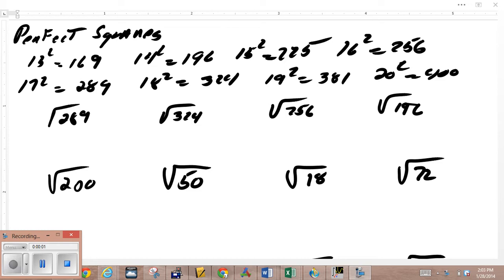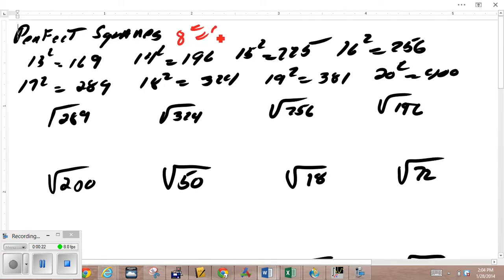Okay, now we want to review some of the things you should know in terms of simplifying square roots, or radicals, as they're sometimes referred to. First off, you should know all these perfect squares. Of course, you should know all the perfect squares from 1 to 20. I'm presuming we say 8 squared, we know it's 64, right?